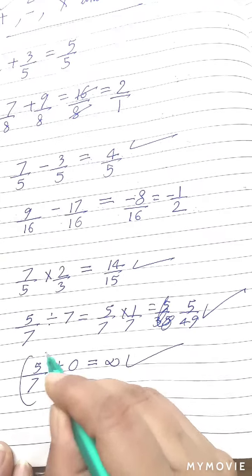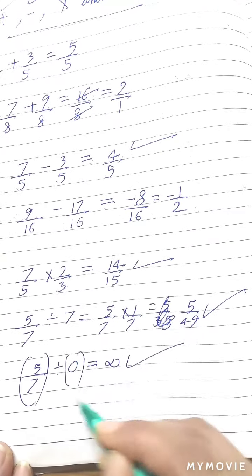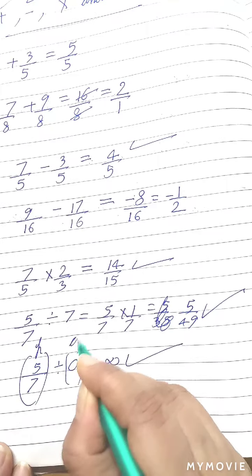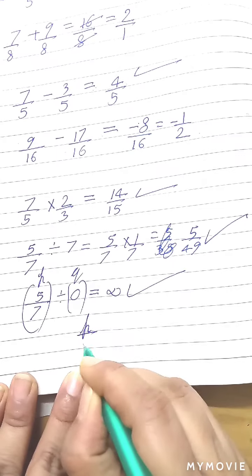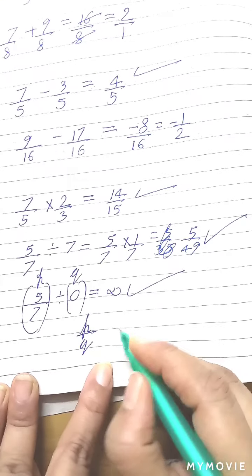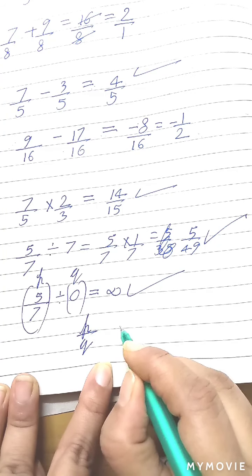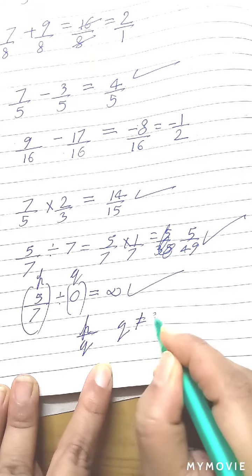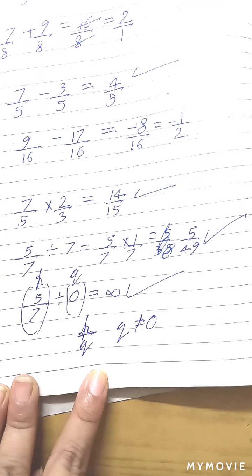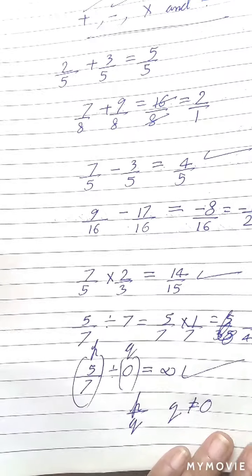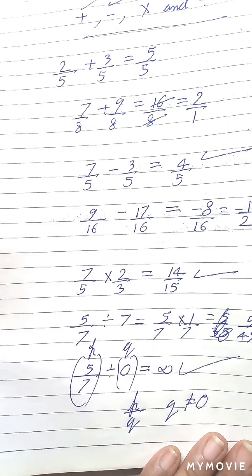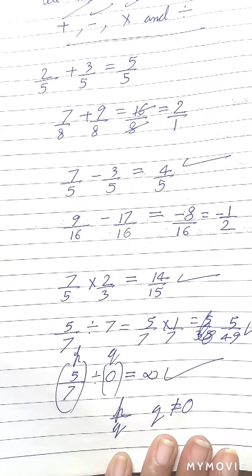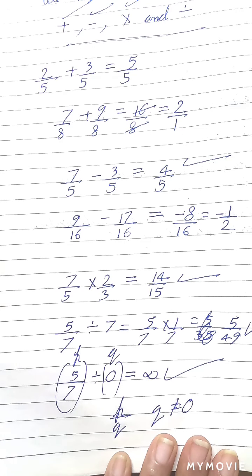If you consider this as P and this as Q, the very definition of rational number says that P and Q should be integers and Q should not be equal to 0. So we concluded that when we perform addition, subtraction and multiplication between rational numbers, the result is always a rational number. But rational numbers are not closed under division.